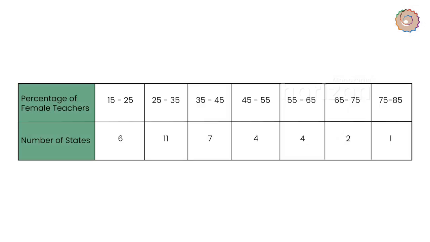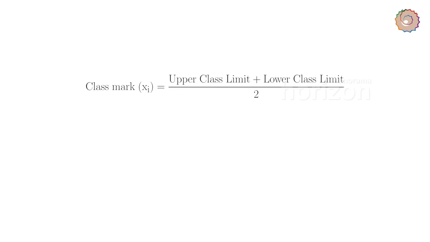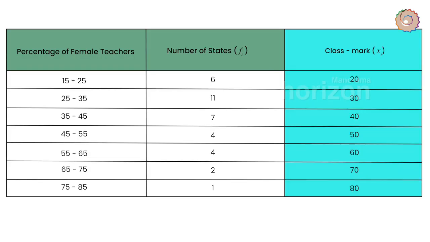Now, let's solve an example using all 3 methods. Let's consider a table providing the percentage distribution of female teachers in primary schools in different states. In the table, you see that there are 15 to 25% of female teachers in 6 states and 25 to 35 in 11 states and so on. Now, let us find the class marks of each class interval. Class mark is given by the sum of the upper class limit and the lower class limit, divided by 2. Solving the same, we get the class marks as 20, 30, 40, 50, 60, 70 and 80.